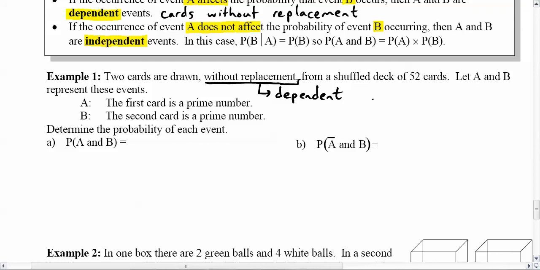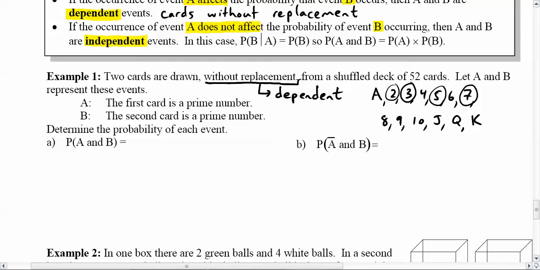So let's think. Out of a deck of cards, which numbers are prime? Two, 5, 7, 3. And we won't assign numerical values to Jack, Queen, and King. The number 1 is not prime. The number 1 only has one factor, and every prime has 2 factors. So we only actually have those 4 prime numbers.